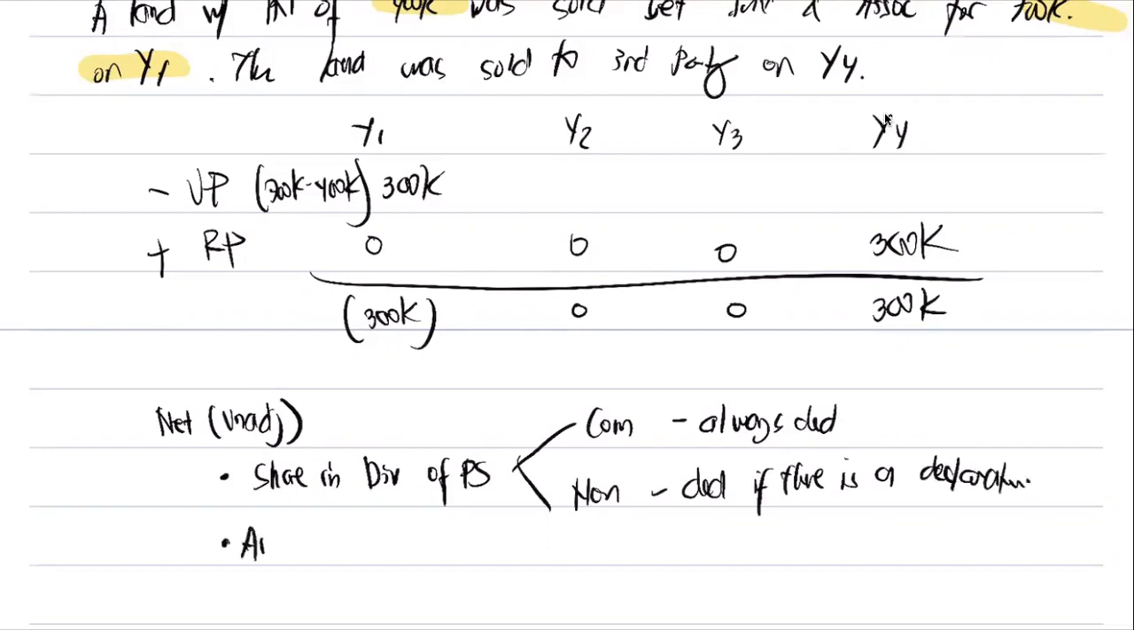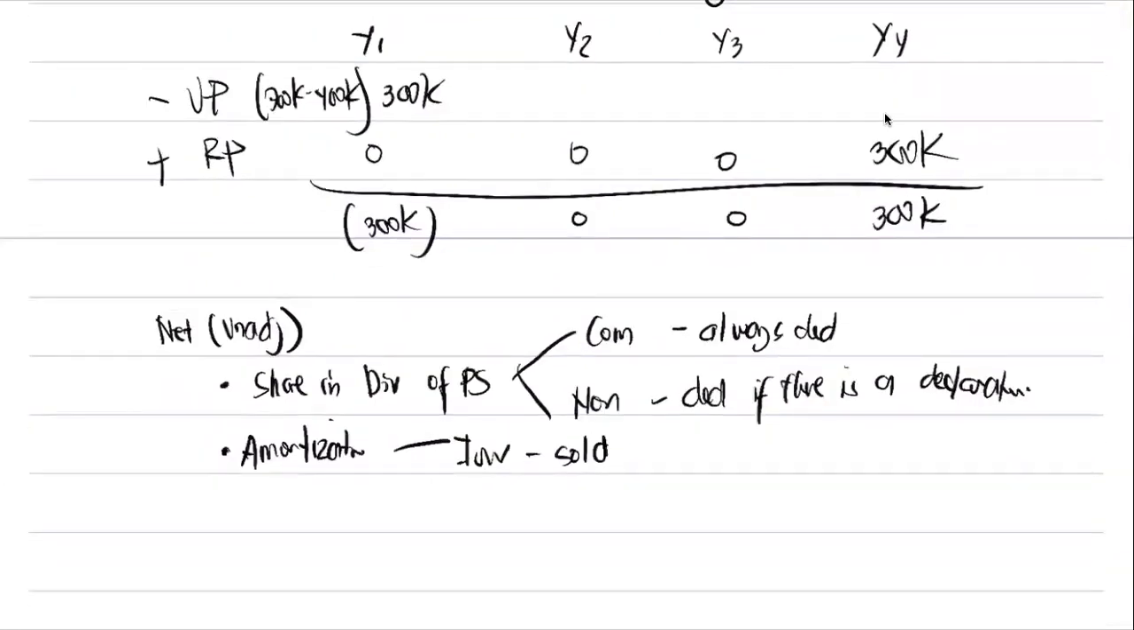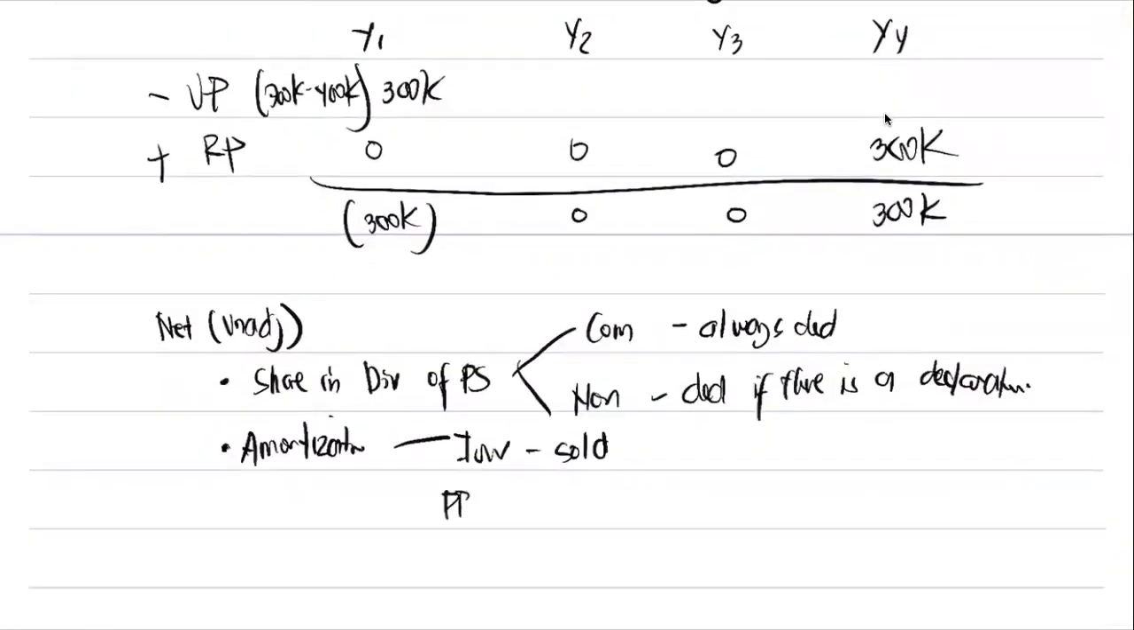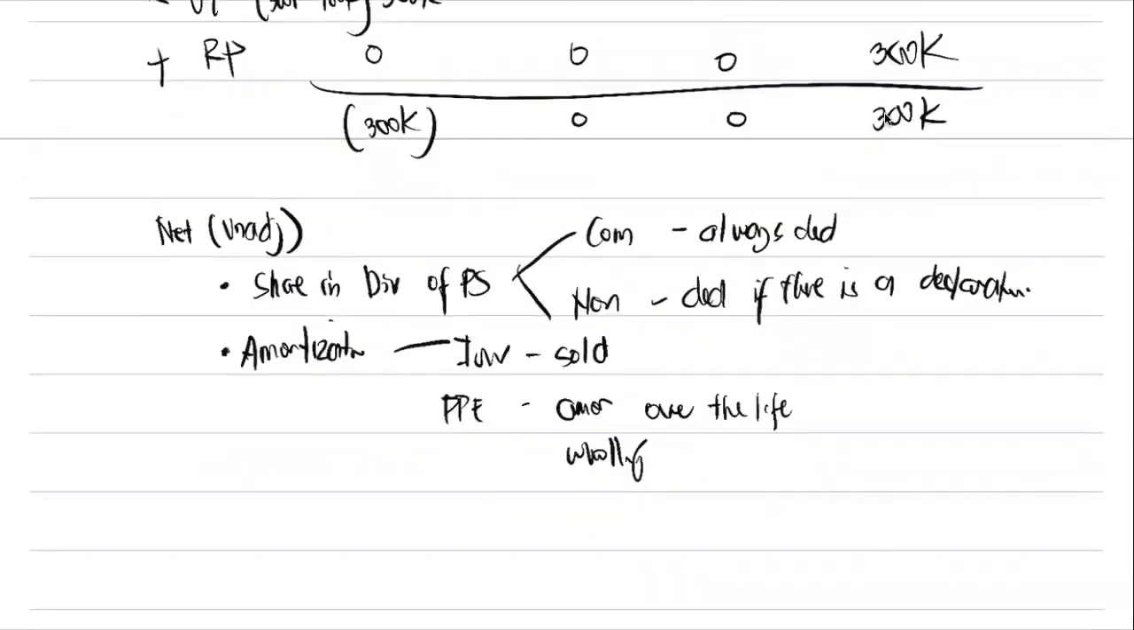And then we have your amortization. So for your amortization, you have your inventory, considered sold at the time or next accounting period. For your property, plant, and equipment, you amortize it over the life, and then wholly if sold. For your land, only once it is sold.